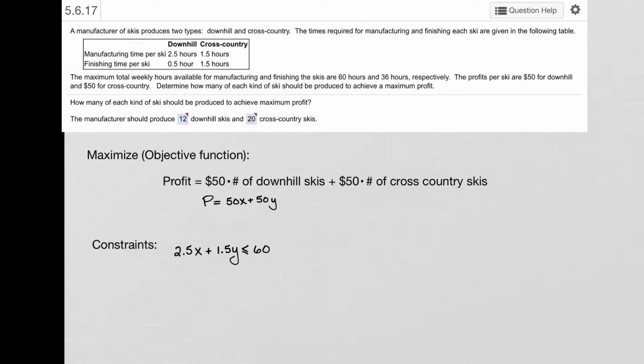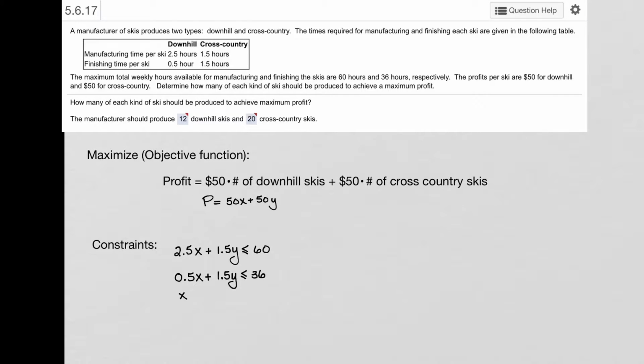So it may be that we can get a better profit and use less time than 60 hours. So we don't have to go all the way up to 60, but we're just saying that we're limited by 60. Now we do the same thing for finishing time. For the downhill skis, we only have a half an hour that we need to finish them. And the cross-country skis take an hour and a half, and so this has to be less than or equal to 36 hours.